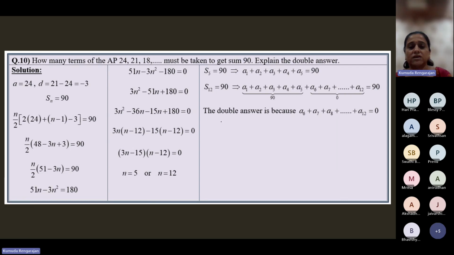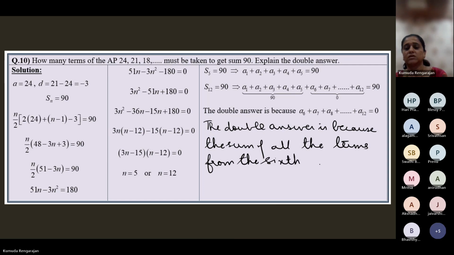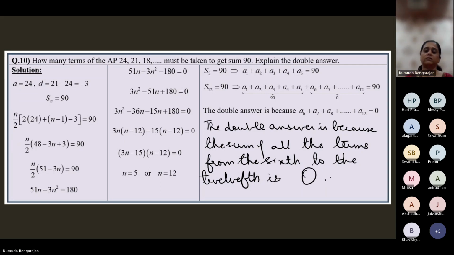If you want to write it in words, it's that the double answer is because the sum of all the terms, from the 6th to the 12th, is 0. The double answer is because the sum of all the terms from the 6th to the 12th is 0.